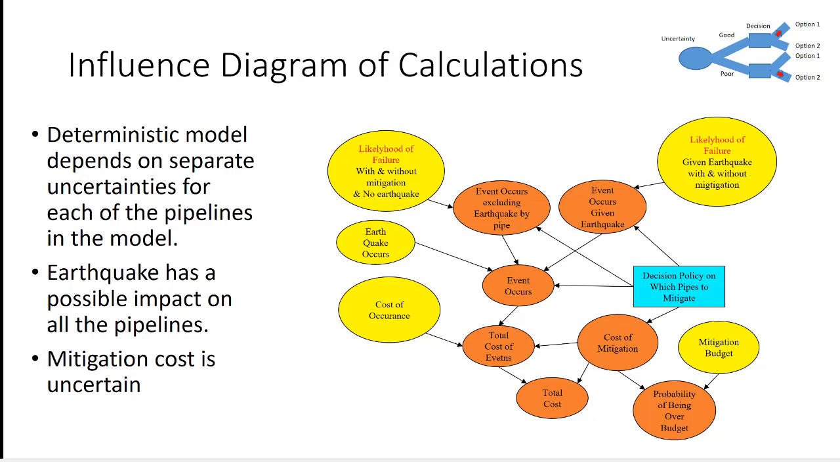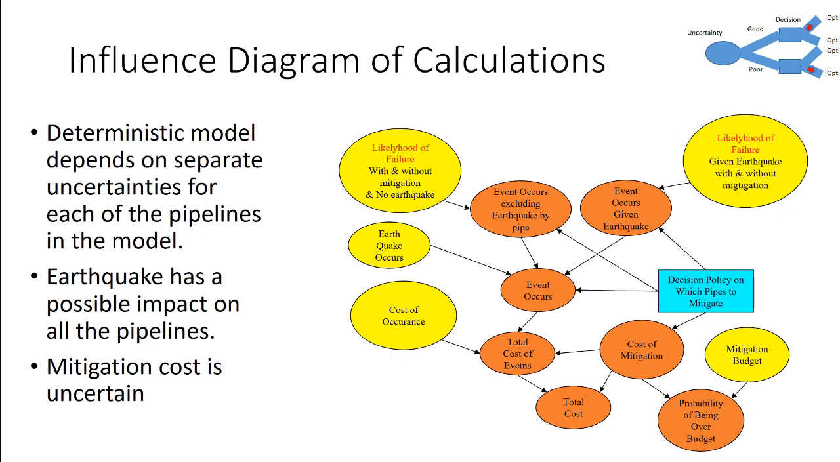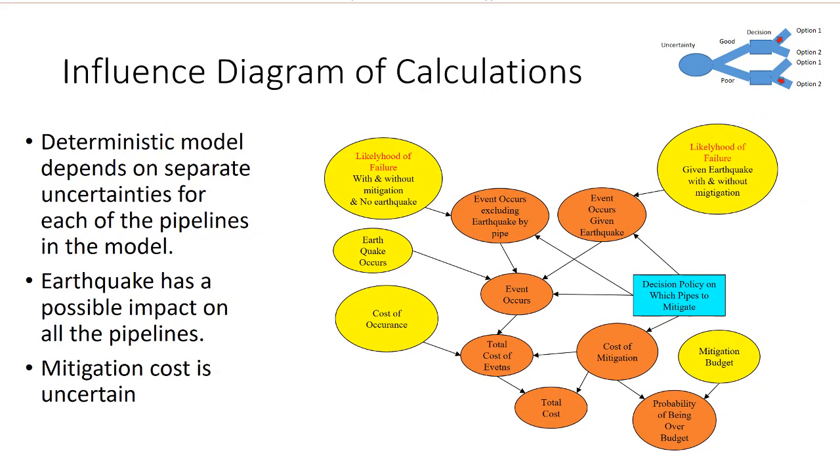So for our simple model, this is the influence diagram. There's a likelihood of failure of a pipeline with and without mitigation. There's a likelihood of failure with an earthquake, with and without mitigation. We have the probability of the earthquake, we have the decision policy, we have the cost of occurrence, and we have the mitigation budget. This is all brought together into a total cost of the events plus the total cost to include the mitigation.